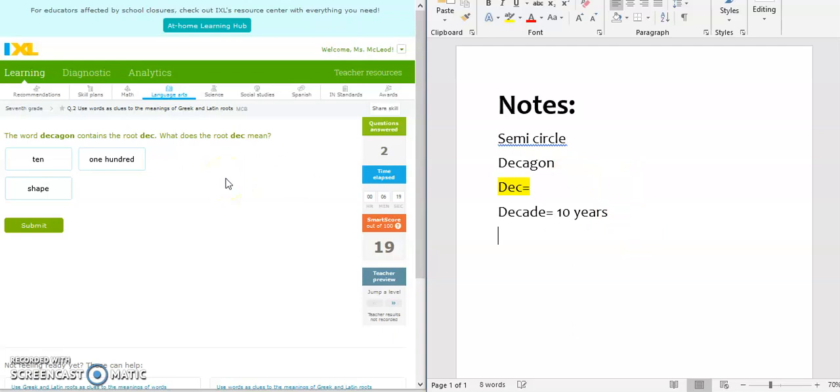So let me look over at my options. I have 100, a shape. I know gon, like pentagon, decagon, but I don't think that's what we're talking about. I think we're talking about the root word dec here. So I think dec equals 10. Let's give it a try. Look at that. So I took the word, split it up, and looked for what I'm looking for. So there we go. Now, we'll do one last one.